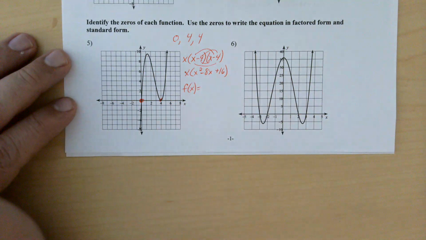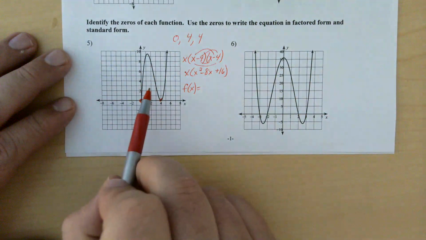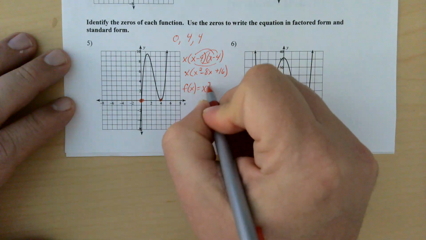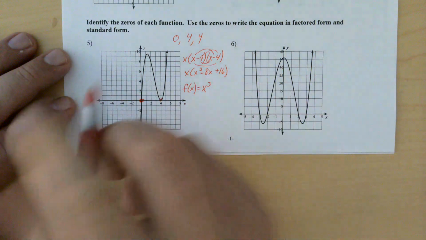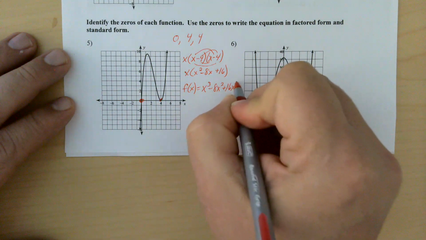This is where you can type this in the calculator to confirm that when you type this in the calculator, you're going to get a graph that looks just like this. So here's the final answer. It's cubic. When I distribute the x, I get x cubed minus 8x squared plus 16x.